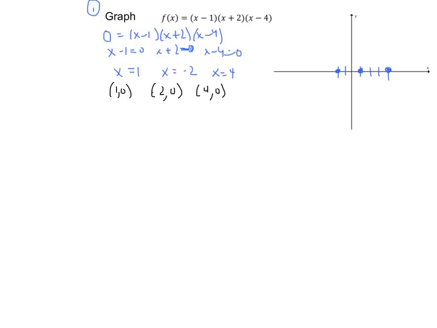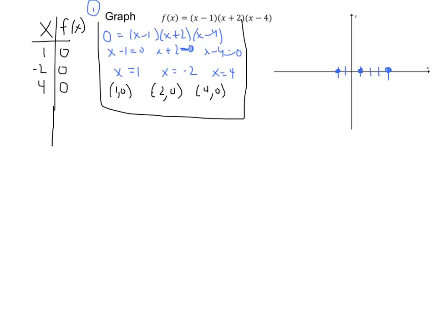I'm going to use a table over here to keep ourselves organized. This table needs to be bigger. But right away, we know that we have these inputs and outputs: (1, 0), (negative 2, 0), and (4, 0). And we're going to find some other points and complete our graph. First, I want you to look at what we've done so far. We've found 3 intercepts, so we know the graph is going to go through here, here, and here.